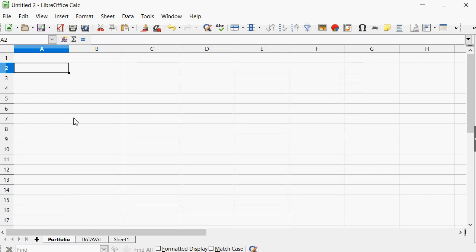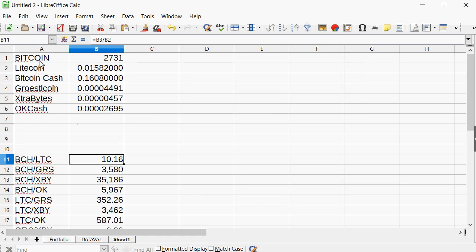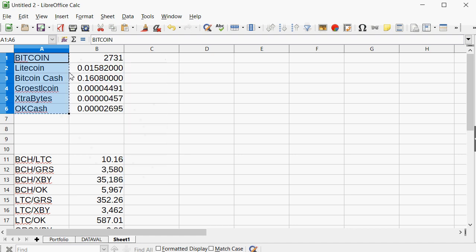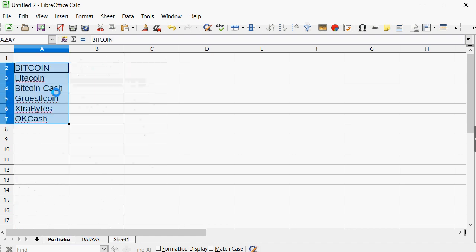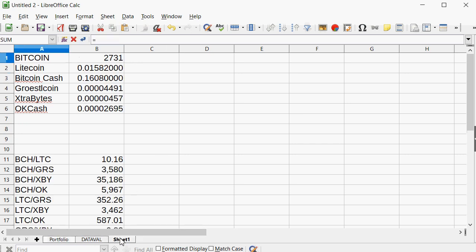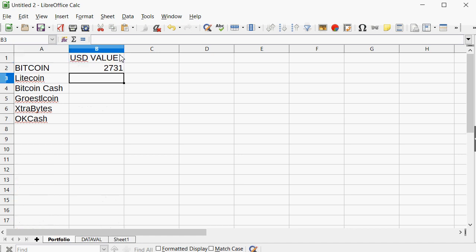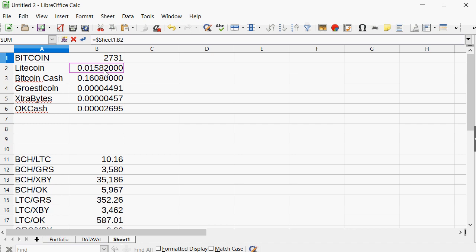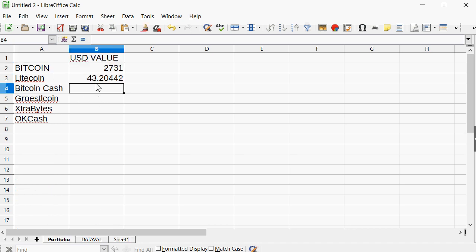And in here, we're going to put in all of the coins again that we had from before. I'm just going to copy and paste it because it'll be easier. And we want to get their US dollar value, and we'll put that in here. So USD value. For Bitcoin, I'm just going to go equals this. Now for these ones, this is pretty easy. I'm just going to go equals, take the price in here for LITECOIN, and multiply it by its price in here, which at that time was $43.20.